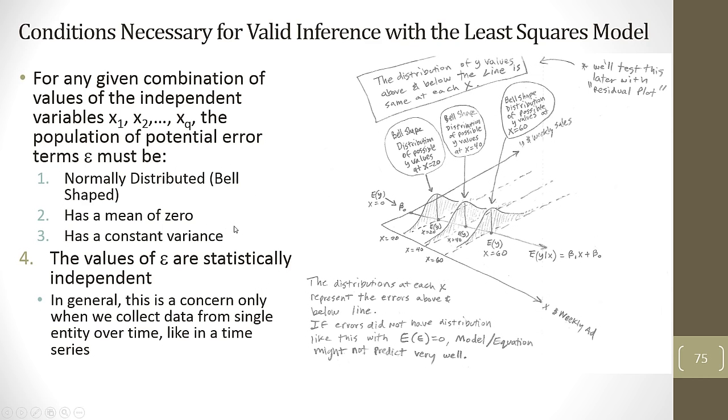The second assumption is that the expected value of epsilon, or error, has to be 0 and sits exactly on the line. That sort of makes sense. If there are values above and below, kind of evenly distributed, then the expected value should be 0. The third assumption we're going to have to test is that the standard deviation, or the variance, along this line has to be consistent. There's a relatively straightforward way to check all three of these assumptions.